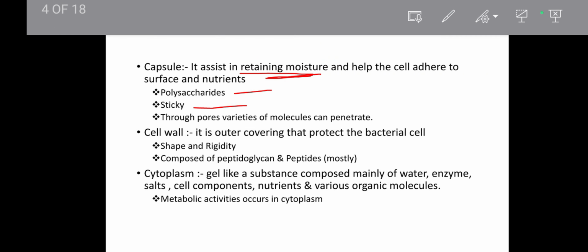Cell wall. It is the outer covering that protects the bacterial cell. The cell wall gives shape and rigidity to the cell. It is composed of peptidoglycan and peptides.